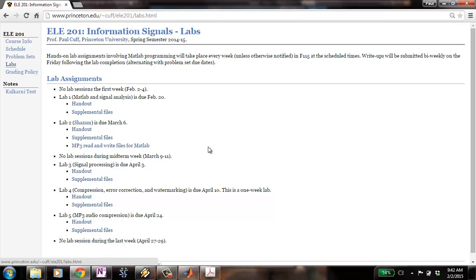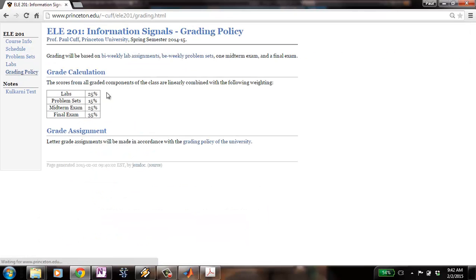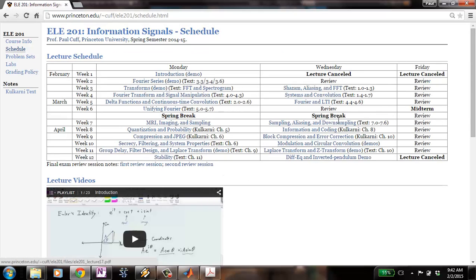And then some other labs. I don't have time to talk about everything. So grading policy, I have some percentage breakdown here. We have a midterm exam. This is on the website. Final exam is 35%. Midterm is 25%. Okay. And like I said, there's a schedule page, and this is last year's information. This has all the slides and the videos from last year, which you don't have to rush to go get it.